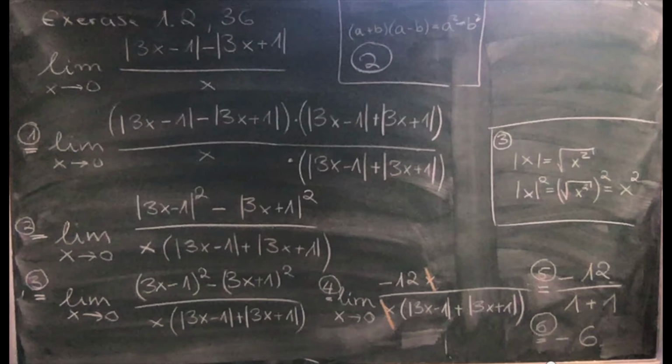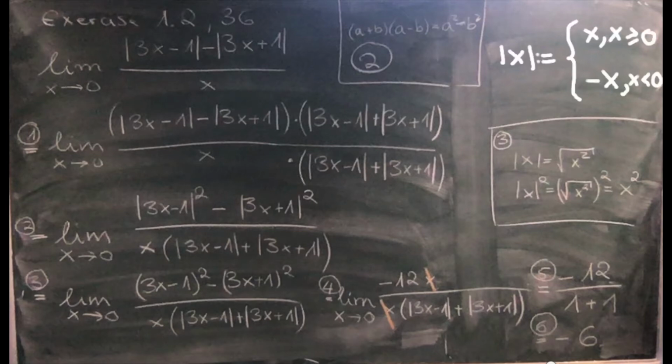Here we start with a minus b, so the a is the absolute value of 3x minus 1, and the b is the absolute value of 3x plus 1. And we multiply everything with a plus b, such that we get absolute value of 3x minus 1 squared minus absolute value of 3x plus 1 squared. And that is the next step that I wrote down. This is why there is a 2 in the box of the third binomial formula. Now we can drop the absolute values because the absolute value of x squared is the same as x squared. That is what you see as the third step in the calculation.